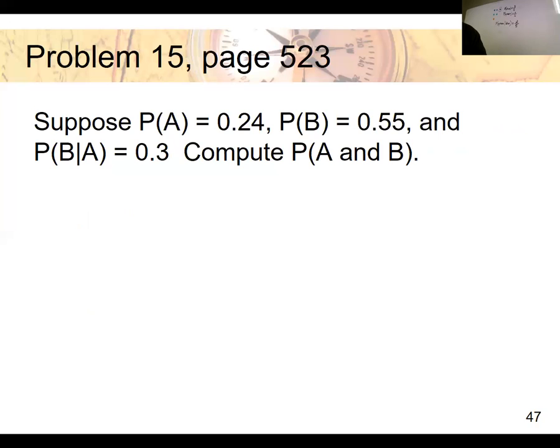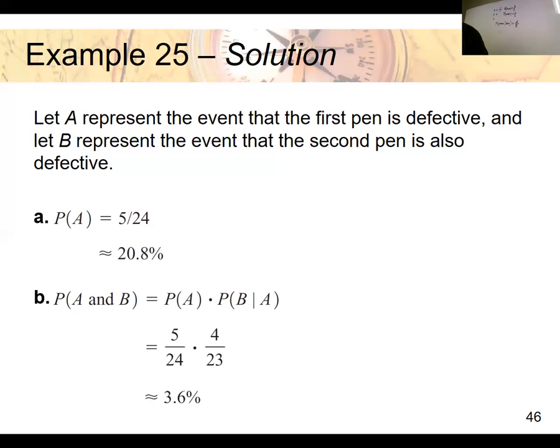Okay. All right, any questions about example 25 and how that's done? Okay, question. Multiply numerator times numerator, and then denominator times denominator. Okay, 24 times 23 is 552. Then what else do we do? Oh, 5 times 4, that's 20. Uh-huh. Okay, you do 20 divided by 552, and then times 100 to get the 3.6%. Okay, yeah, I got it. Okay, any other questions?